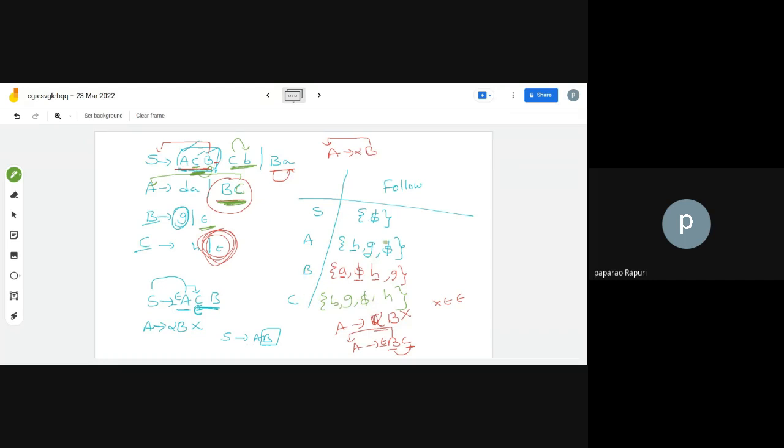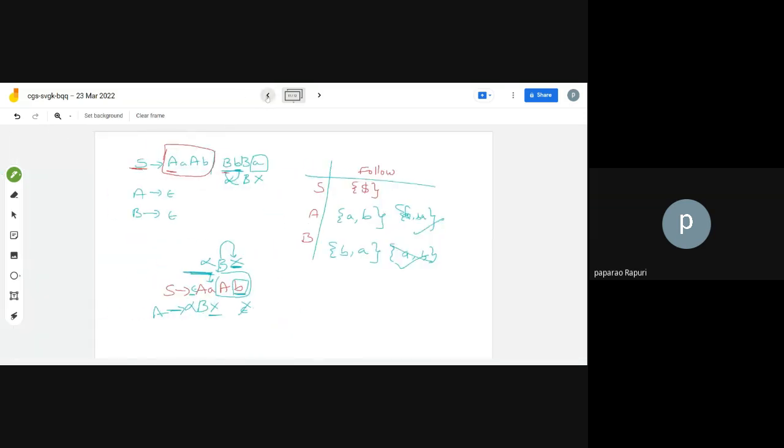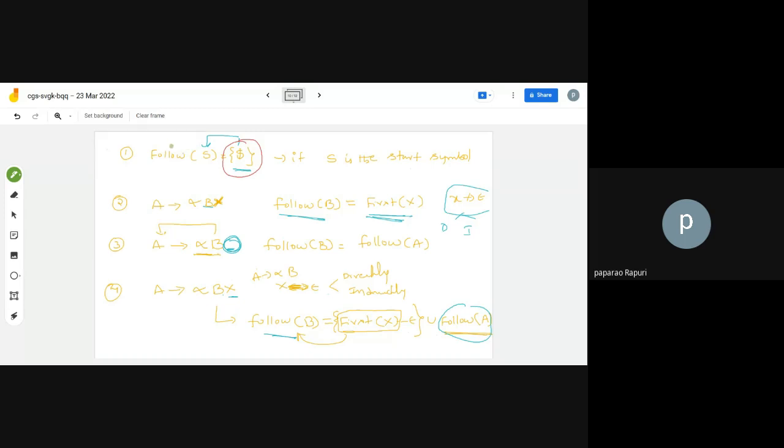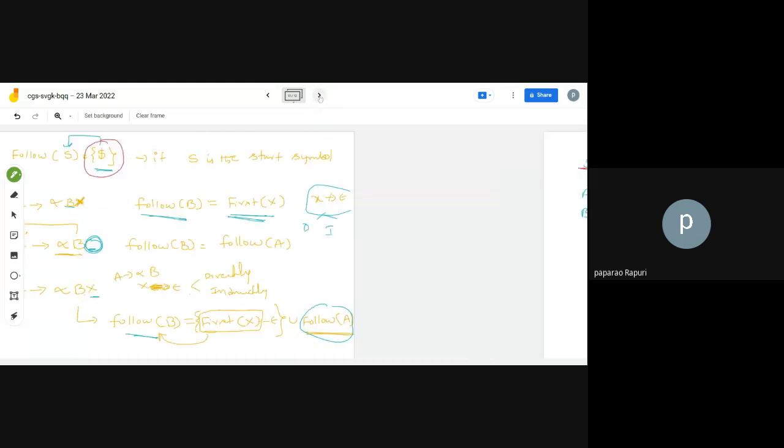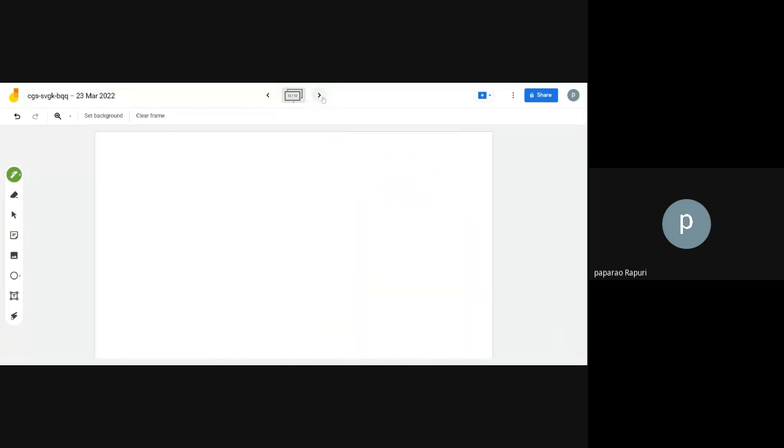Every time we need to add dollar to the follow set of the start symbol. After that, we need to check which rule is satisfied. According to that, we need to add the terminals to that follow set. So understanding the rules is very important, sir. With the understanding of the rules, we can easily write. So take one more example.